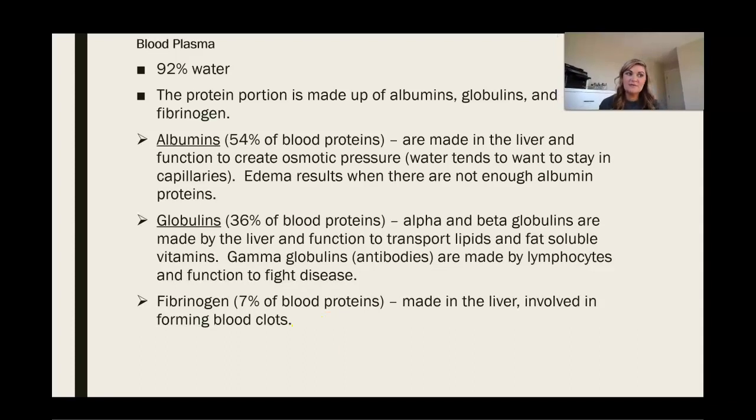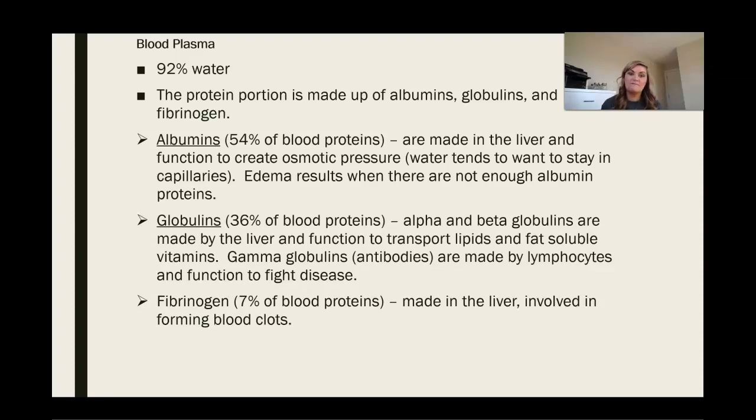All right, blood plasma is going to be 92% water. Remember, about 55% of a blood sample will be plasma. So 92% of that plasma or that liquid is going to be water. The protein portion is going to be made up of different proteins called albumins, globulins, and fibrinogen.